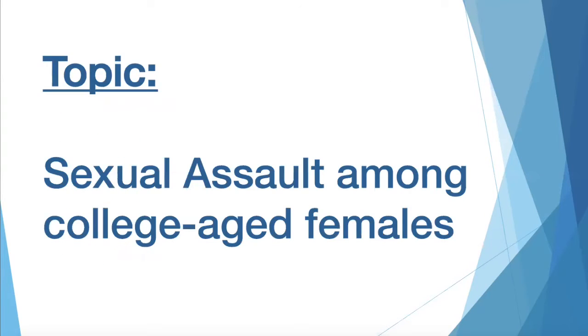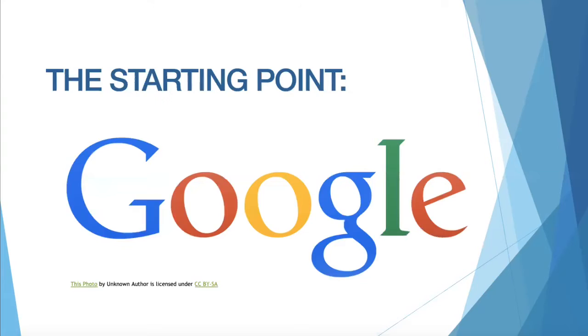In this example, my topic will be sexual assault among college-aged females. As I go through how to find data, I'm going to use this as an example, but it's important to realize that one of the first starting points is Google. Google will help you start successfully in finding data, and it's one of the first channels you can search for a broad overview and easily get to some of those government websites as well.